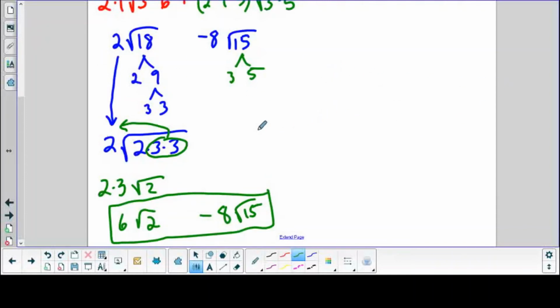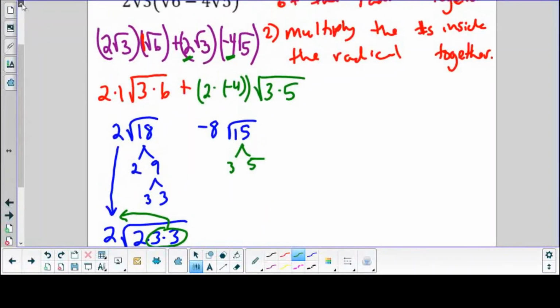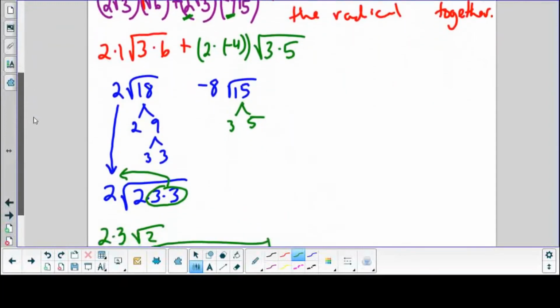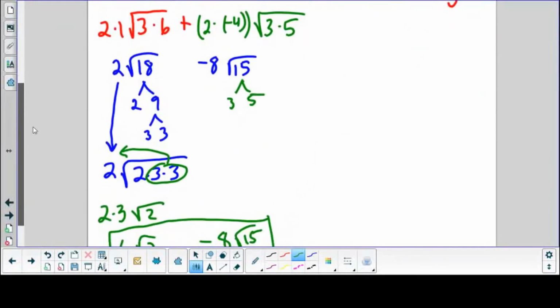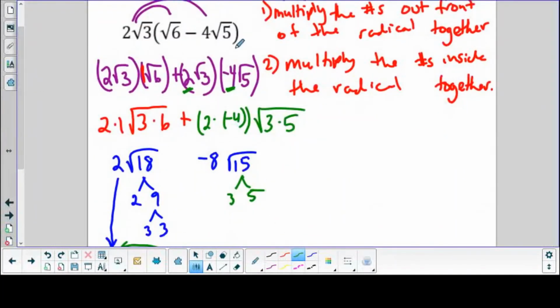This example was multiplying square roots. If you need to go back and rewind to watch a part of it, please feel free to do so. But the key idea with multiplying square roots is that whatever's on the outside gets multiplied together, and whatever's on the inside gets multiplied together. Those are the two steps to distributing and multiplying radicals.